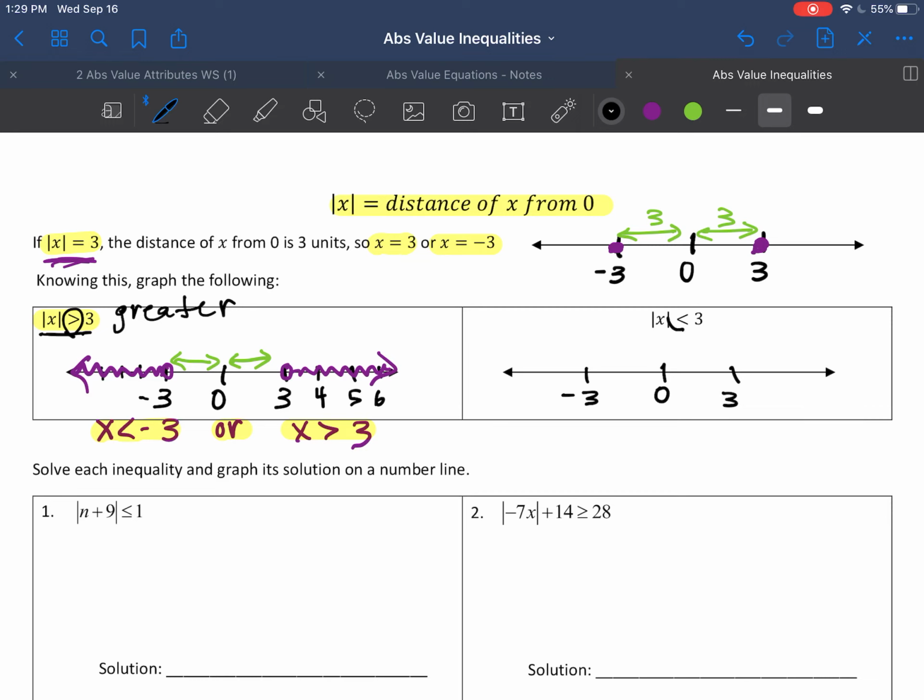Over here, this is my less than sign. And so this says the distance has to be less than 3 away. That means 2 would work, 1 would work, negative 1 would work, negative 2 would work. And so we can have any number in between negative 3 and positive 3, and all of those answers would have a distance less than 3 away. Okay, and so the solution to this inequality would just be negative 3 to 3.